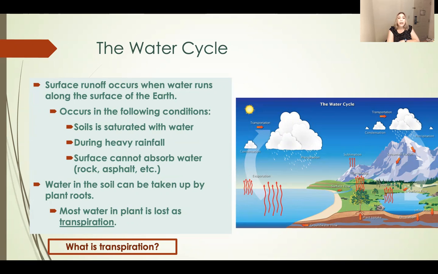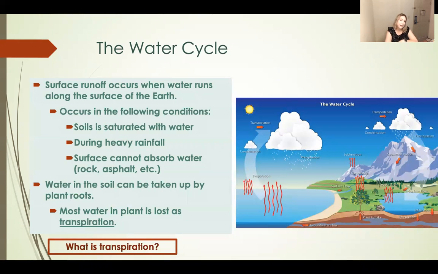Okay. Now, surface runoff, like I've been telling you, occurs when water runs along the surface of the earth. So there's different conditions that can lead to runoff. If the soil is saturated with water, it already has all the water that it can hold. When you get rain or snow, it will stay on the surface and will not sink into the soil because there's no more room. If you have a heavy rainfall, you can get runoff because the rain is coming down faster than the soil can absorb it.